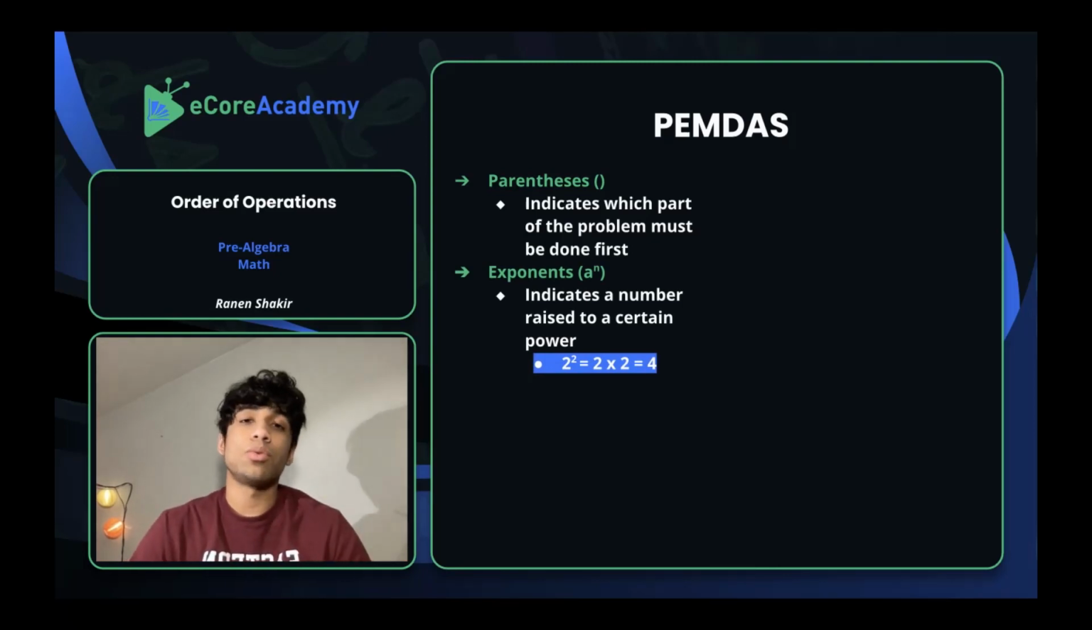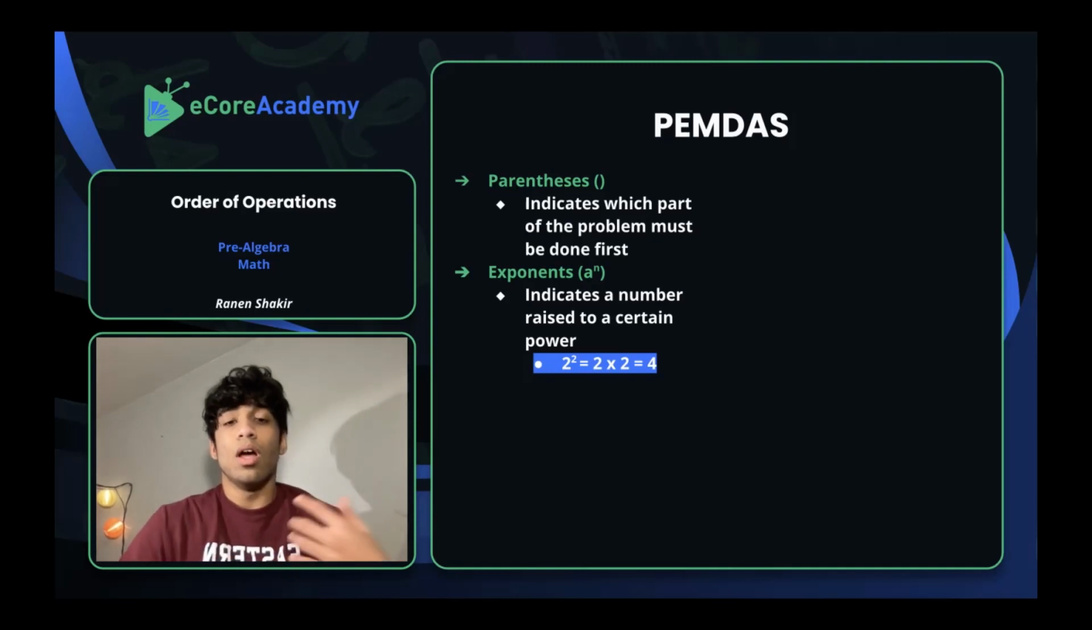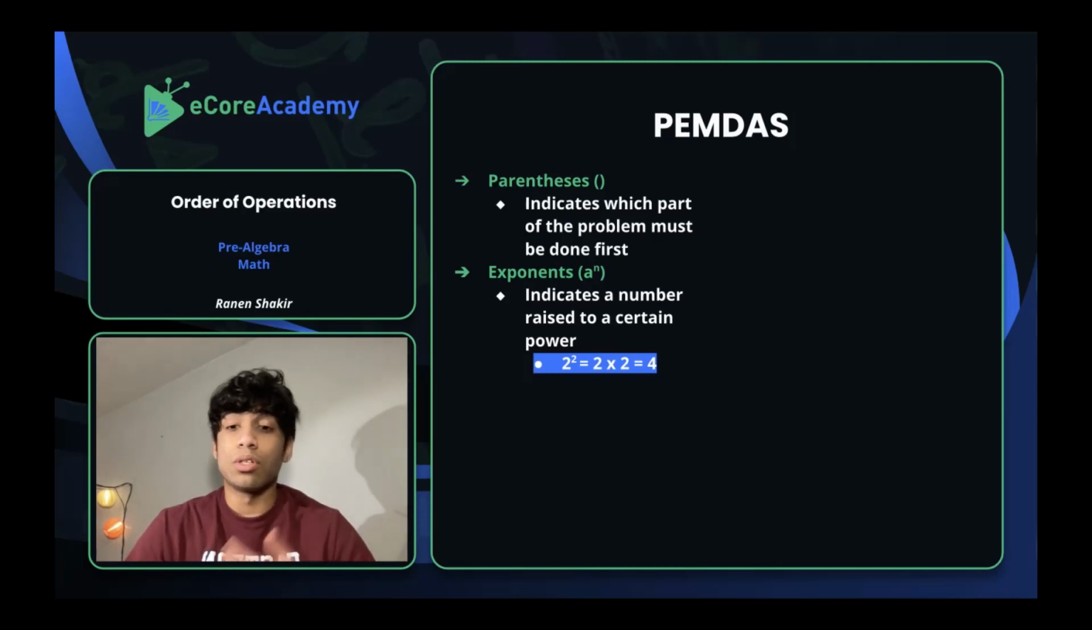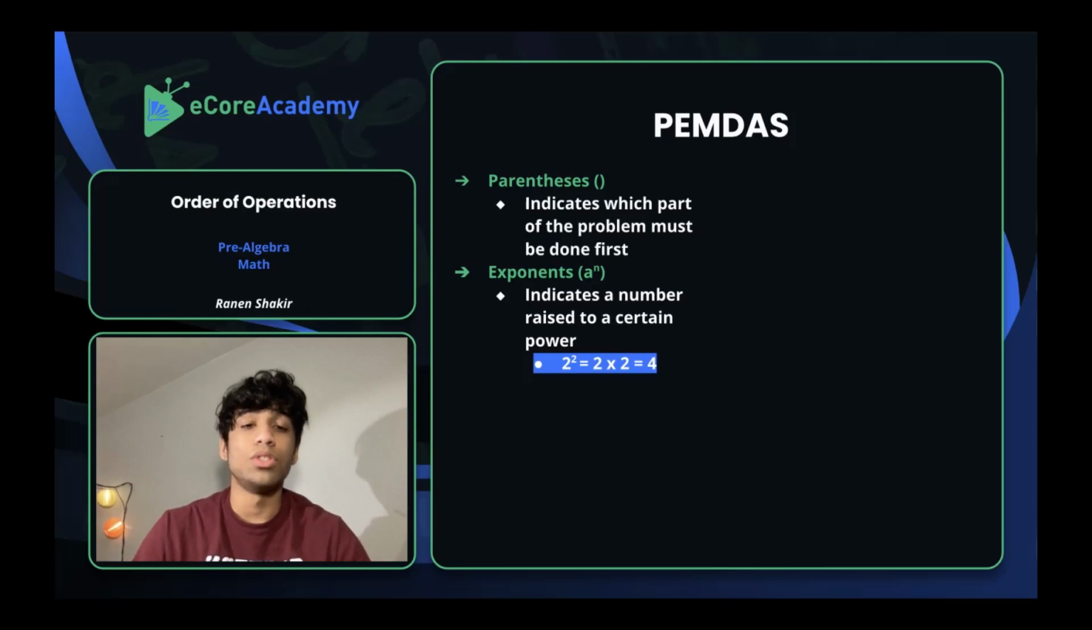If you don't understand exponents right now as much as you'd like, don't worry, we have an entire lesson on exponents when we get to equations. But having a basic knowledge of exponents is required for this course. So an exponent is any number raised to a certain power. In this example, you see 2 to the second power is 2 times 2, which is 4.